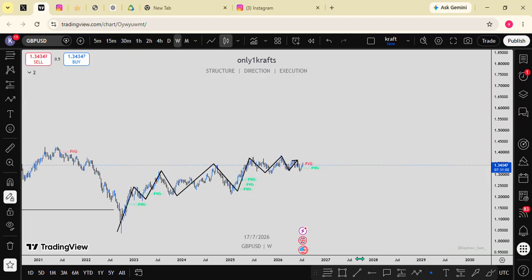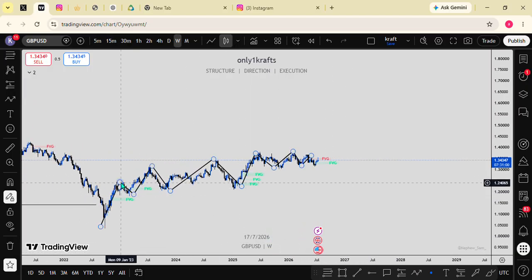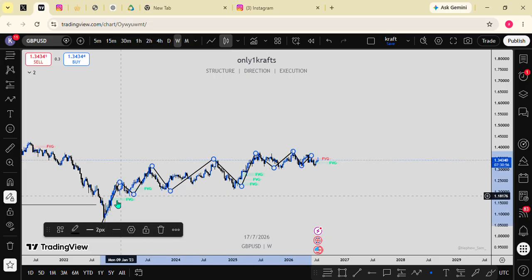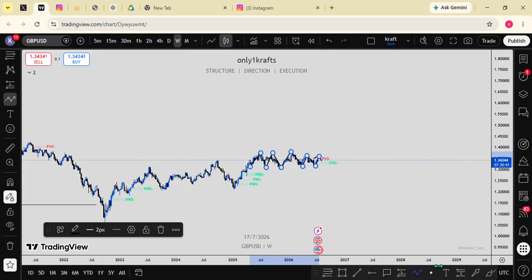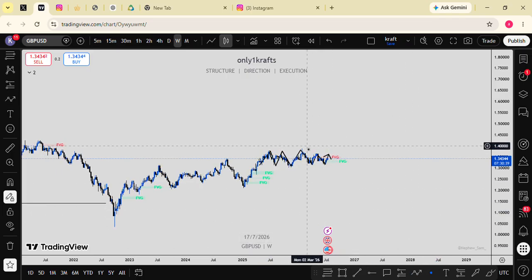Now you see we had break of structures, right? We had multiple break of structure, but after we got to this point, what did price do? Price started consolidating. It started ranging in the same spots, right? Started ranging. There has not been any break of structure. This is why the market is looking quite messy lately.